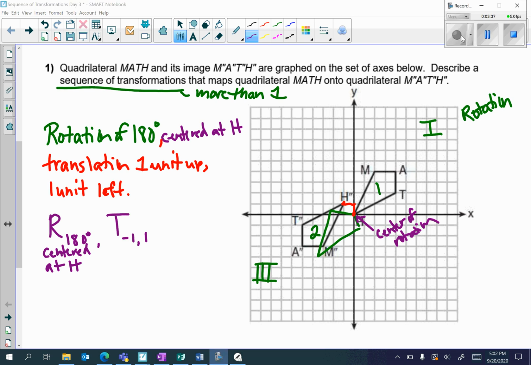Don't forget there's also other ways to describe the sequence of transformation. You could have also said it was a reflection in the origin. Let's take a look at the next problem.